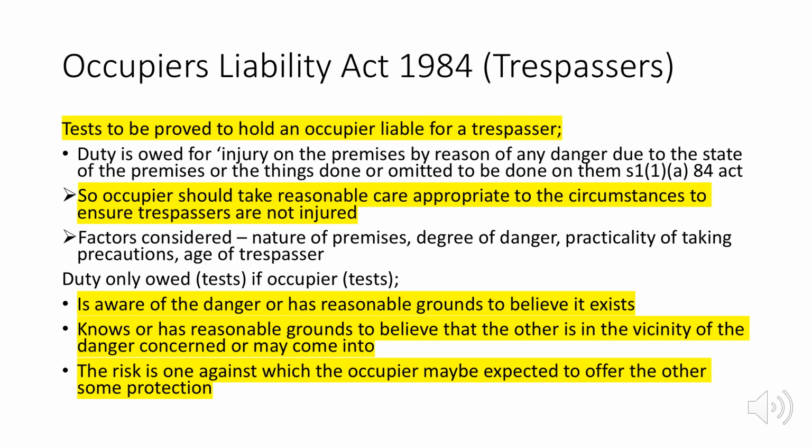Factors considered are the nature of the premises, the degree of danger, the practicality of taking precautions, and the age of the trespasser. Duty is only owed if the occupier is aware of the danger or has reasonable grounds to believe it exists, knows or has reasonable grounds to believe that the other is in the vicinity of the danger concerned or may come into it. Lastly, the risk is one against which the occupier may be expected to offer the other some protection.